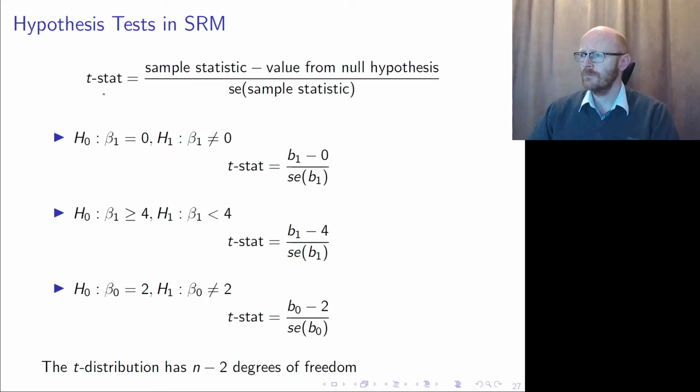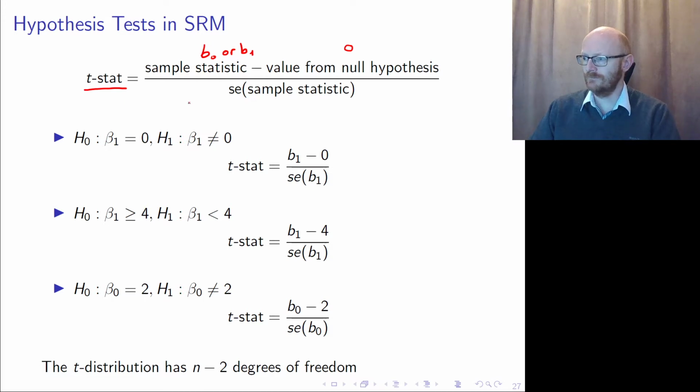Okay. So, for example, our t-stat is the sample statistic, for example, B0 or B1, and we just subtract the value of the hypothesis. And if we want to check whether or not the value is different from 0, then this would be 0, for example. And we measure this distance in terms of the standard error of the sample statistic.